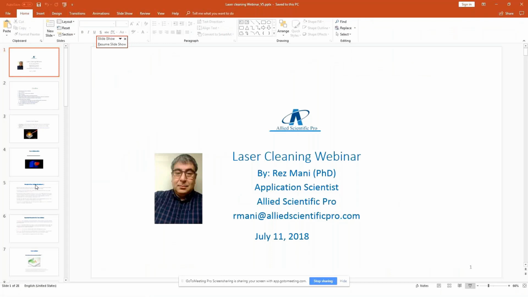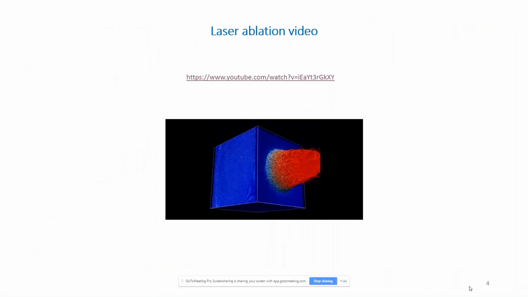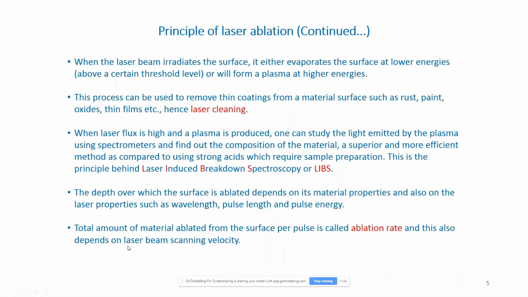Okay, so let's move on. Principle of laser ablation, more on that. So when the laser beam irradiates the surface, it either evaporates the surface at lower energies or will form a plasma at higher energies.